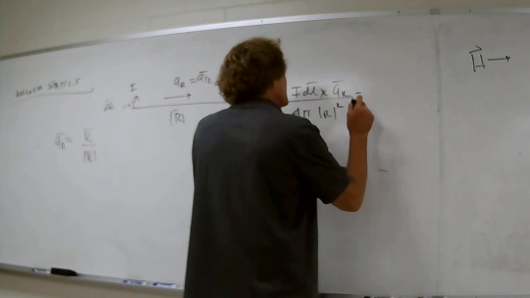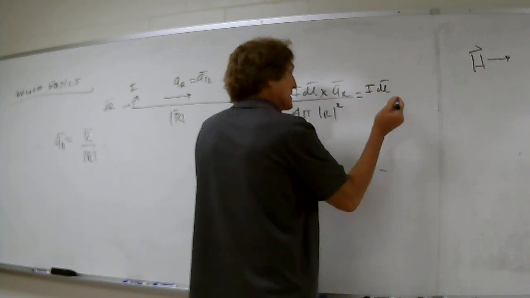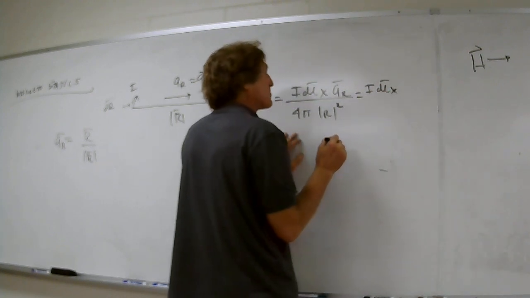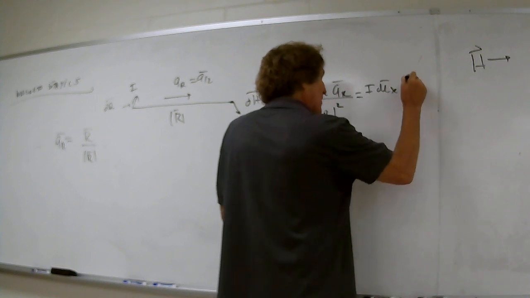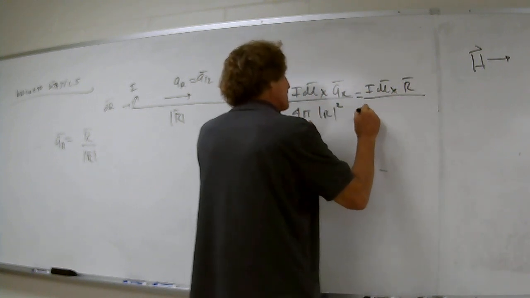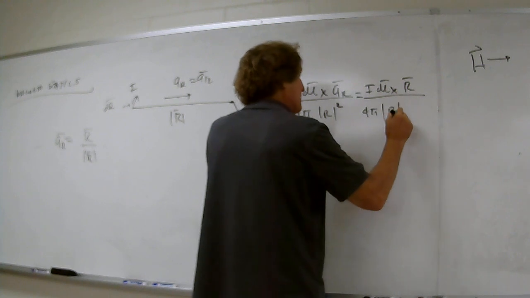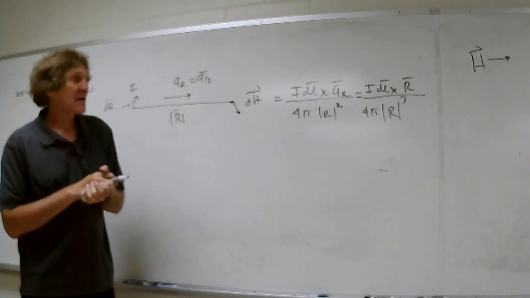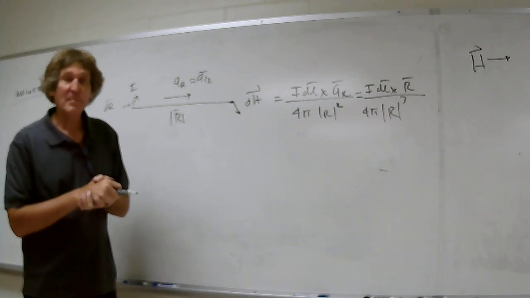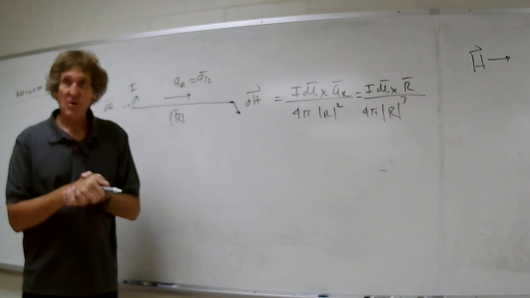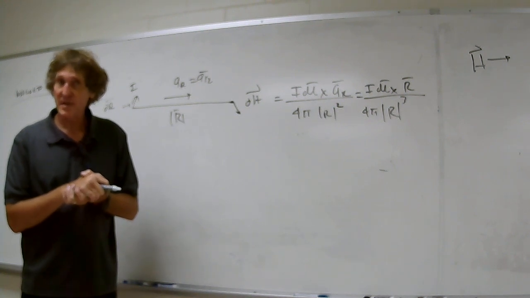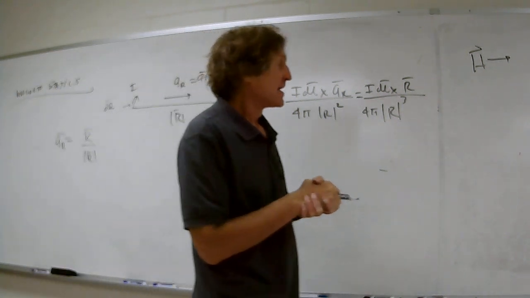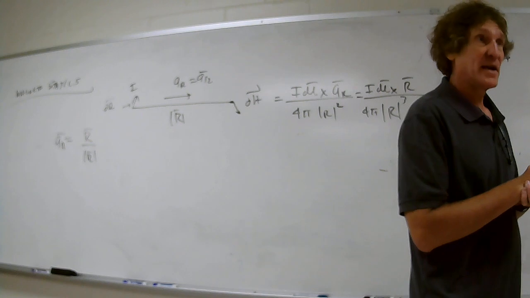So just watch this. It's really equal to I dl. dl is a vector. It's got a differential length and a sense to it, crossed into r. I can replace r by the r vector, over 4 pi magnitude of r cubed. You all with me? Now I don't have to worry about the unit vector, everything's taken care of, but r becomes a vector from the charge pointing at the point of observation. You good with this, class? With me? Okay, so that's the differential H field.